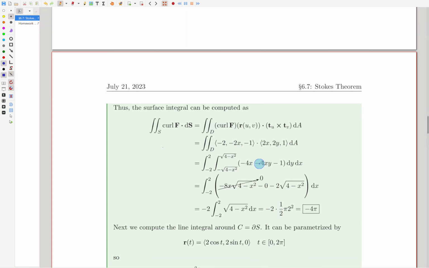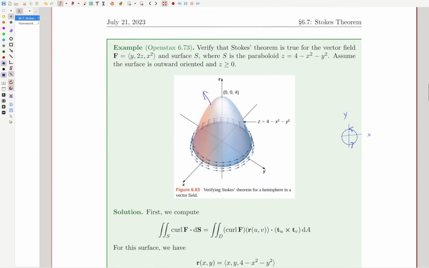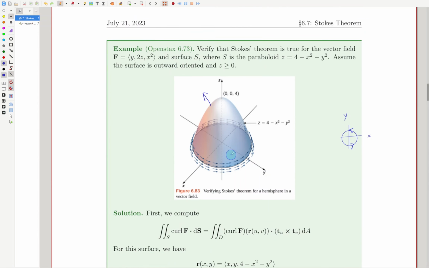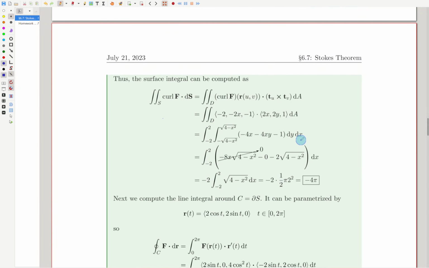So I think that's pretty clear. Yeah, we do get this. And now I've also spelled out what this double integral over D is. Thinking back to the diagram, the domain D is this circle that is the projection of the surface onto the xy plane. So this flat circle is the domain D, and it's going to be a circle of radius 2, which is why we've parameterized it in this way.